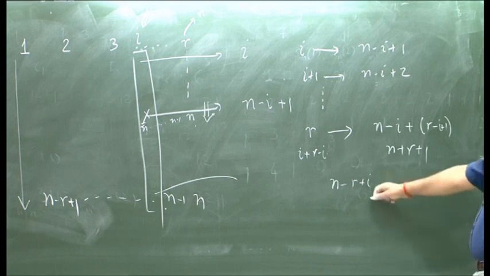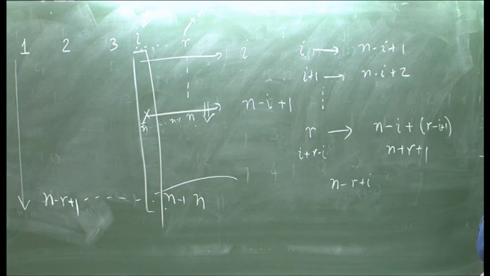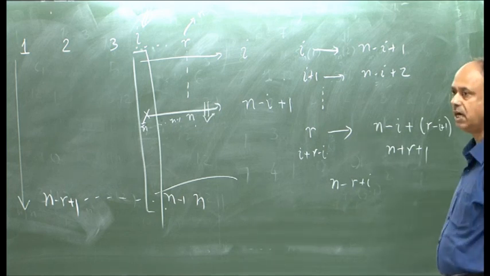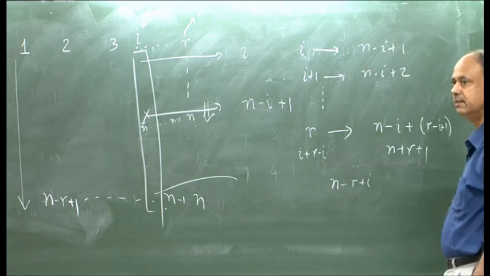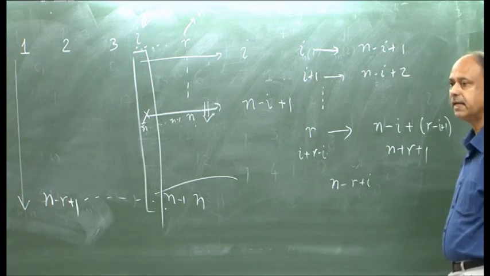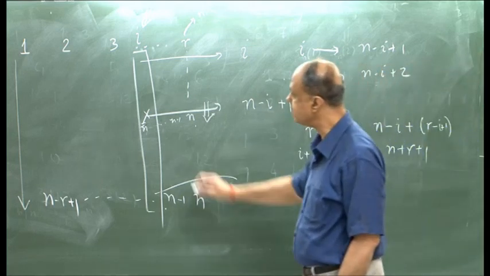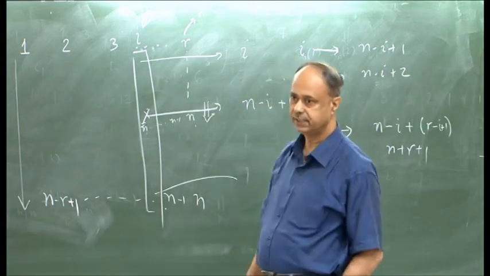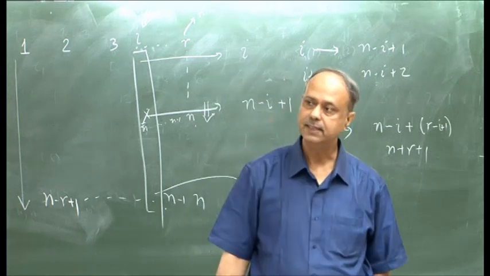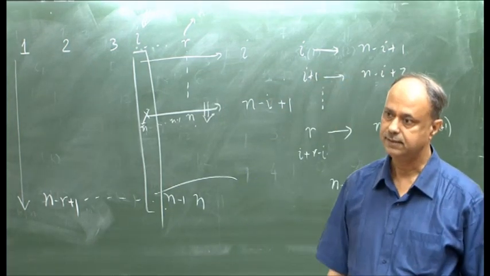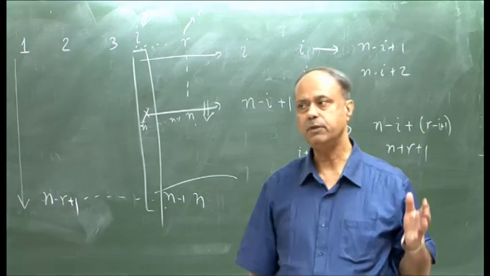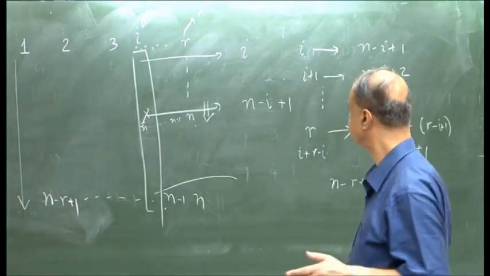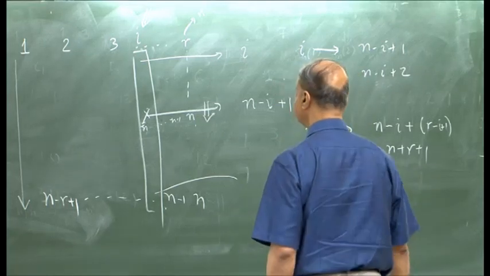So when i equals r, then it is n minus r plus i. Why is minus 1 coming? When i equals r, the maximum value is n. So n minus r plus i. So the maximum value of the element at location i is n minus r plus i. Right? Minimum value is i, maximum value is n minus r plus i. This is known now.